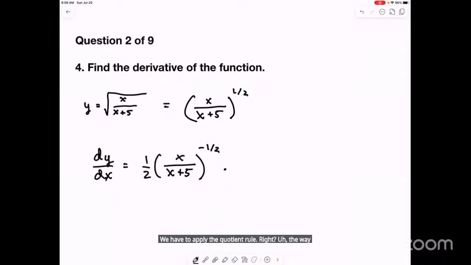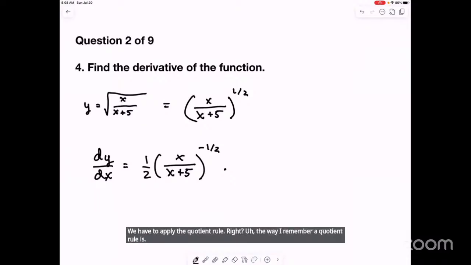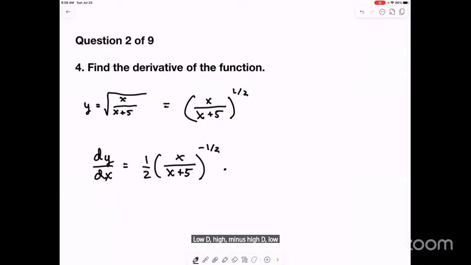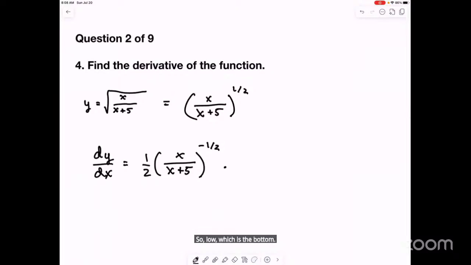The way I remember quotient rule is low d high minus high d low, all over low low, right? I know it sounds funny, but that's how I remember it. So low d high minus high d low over low low. So low, which is the bottom, so the bottom times the derivative of the top, the derivative of x is just 1.